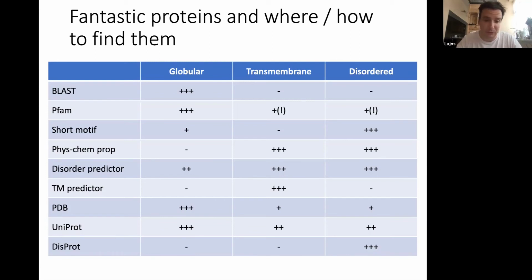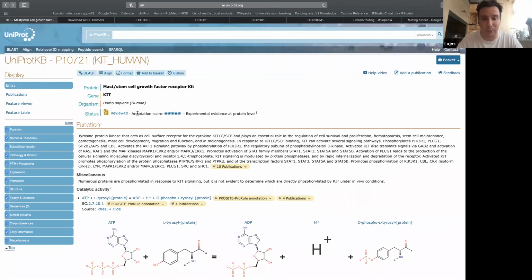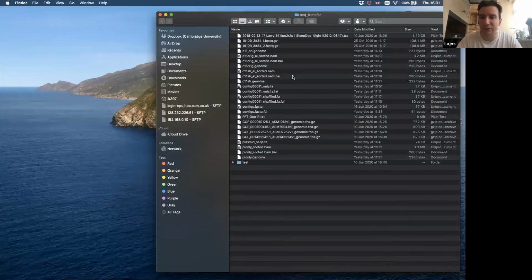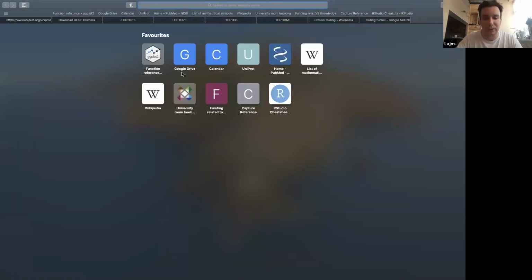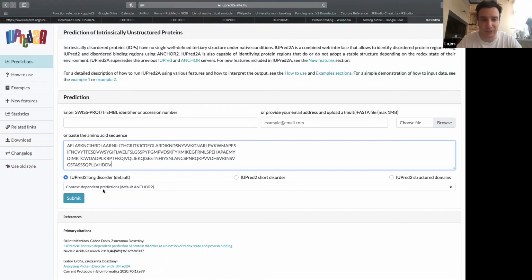Although it is only designed to predict disorder, let me just show you something. I think I have the KIT here. This is the KIT receptor from human. If I just put the FASTA sequence into IUPred, which is not open yet, I will open it. This IUPred2A is one of my favorite protein disorder predictors. You just paste the sequence here.